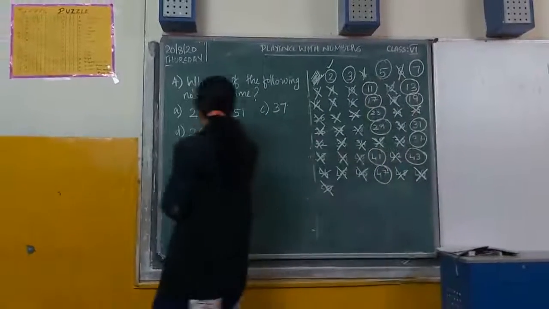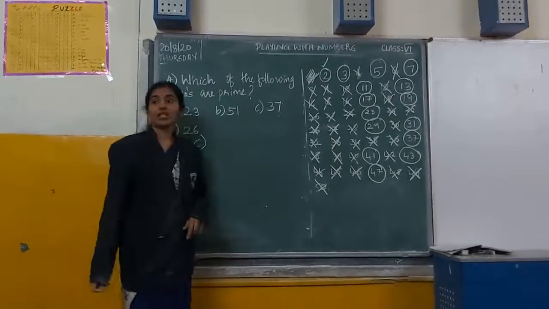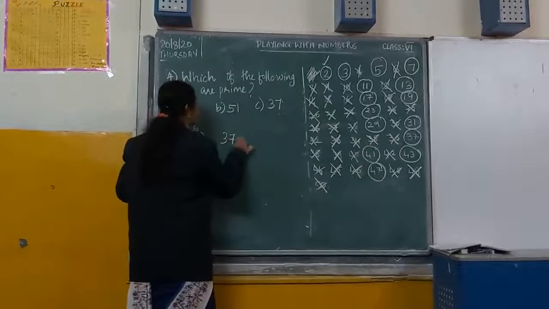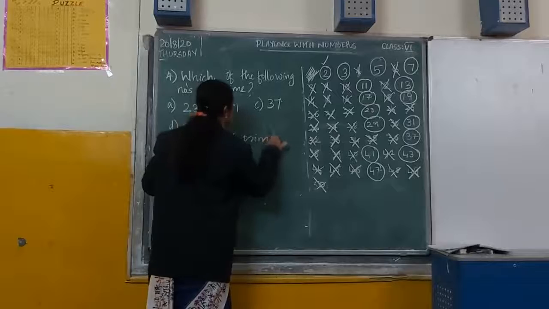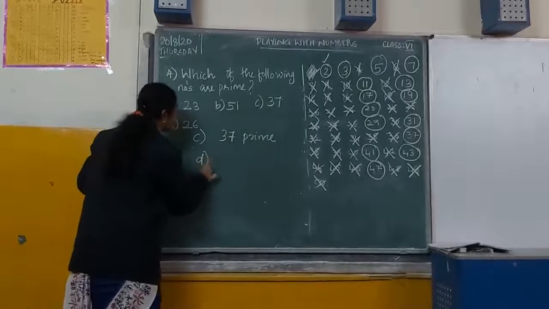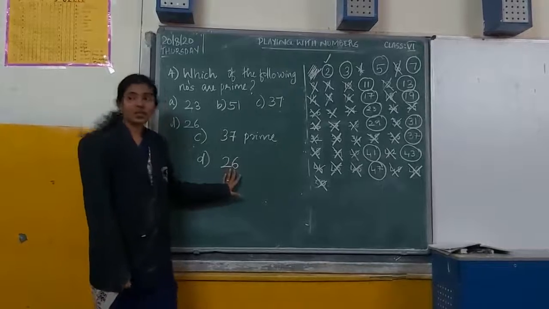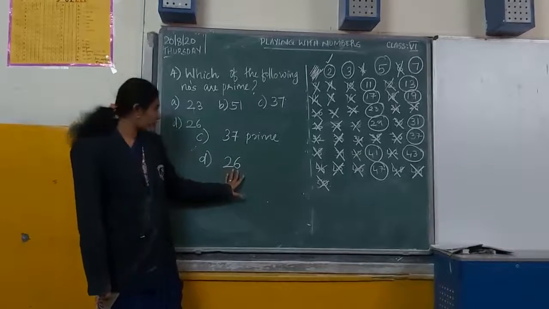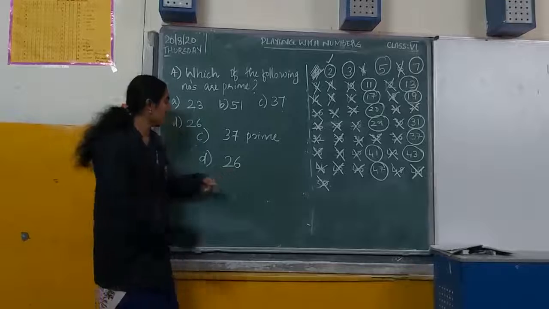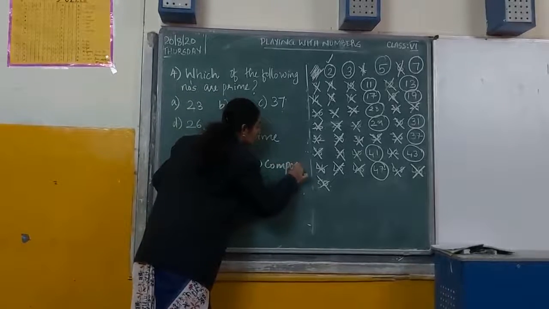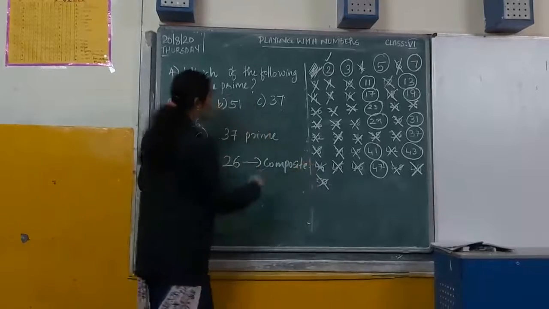See the next question. What about 37? Is that a prime or composite number? It's a prime number. 37 is a prime number. Next, you say 26. 26 is a composite number. It can be divided by 2. It's a multiple of 2, so this is a composite number.